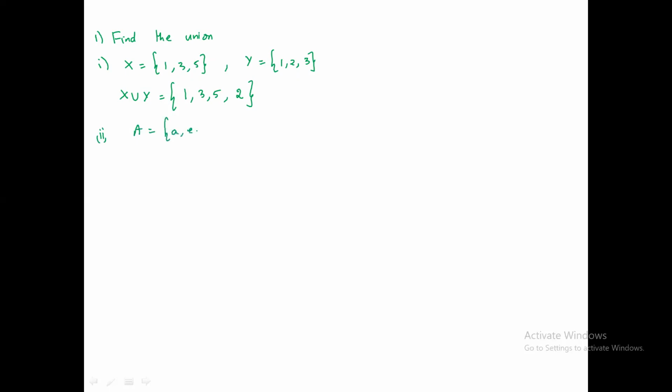Okay, the first question is to find the union. In that, the first one, X is having 1, 3, 5. Y is having 1, 2, 3. You have to find X union Y. So first write the elements of X: 1, 3, 5. Then write Y. You need not write 1 twice, so 2, you need not write 3. This is how you will write. Next one: A is the set having A, E, I, O, U, and B is having A, B, C. Now when you write A union B, first write the elements which are present in A. After that, in B, A I need not write again, so I will write B and I will write C.